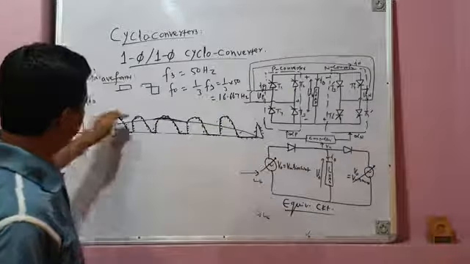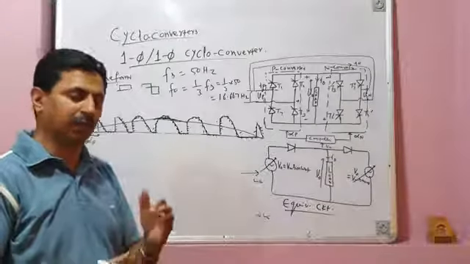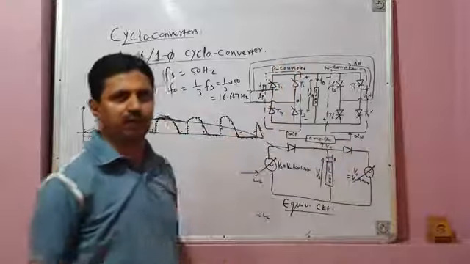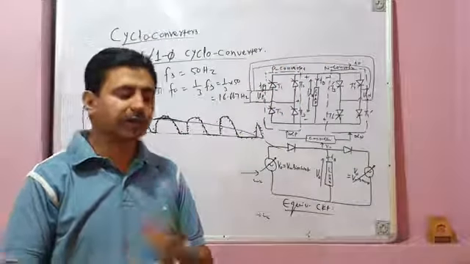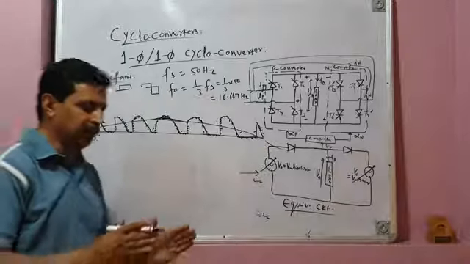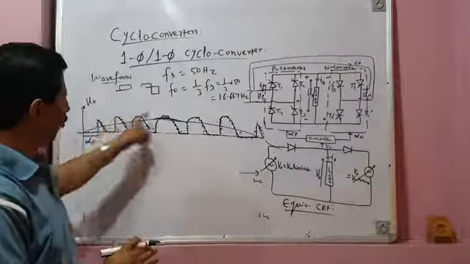This is how you get the positive half cycle. You can get the positive half cycle of voltage varying almost sinusoidally. And in a similar way, you can get the negative half cycle of voltage. So therefore, by delay angle control from one segment to another, if you make the delay angle vary sinusoidally, you can make the average load voltage sinusoidal.